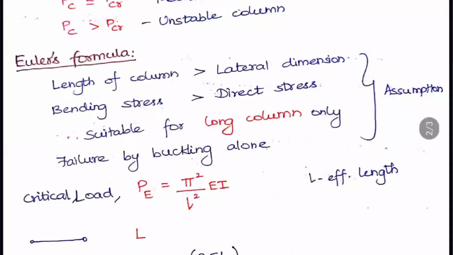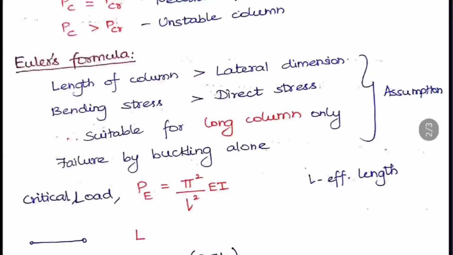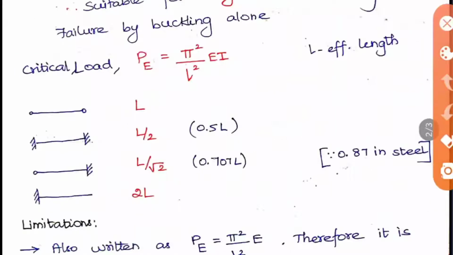Here the critical load is denoted as PE for Euler's, equal to pi square by L square into EI. Let us study the different cases that we should take for different joints or supports of the columns. The column may be two sides fixed or two sides pinned, so based on that the value varies. These are the cases. The first diagram represents both ends pinned. When both ends are pinned, L has to be taken as L only, so the PE formula will be the same, pi square by L square into EI.